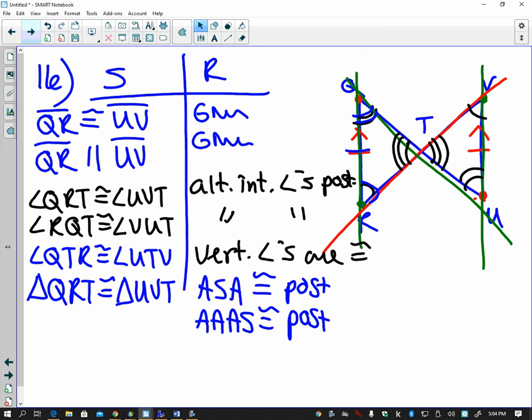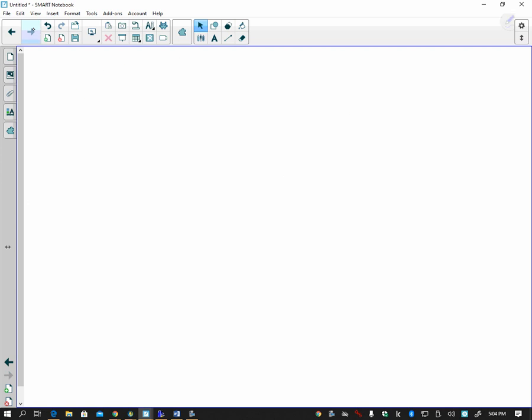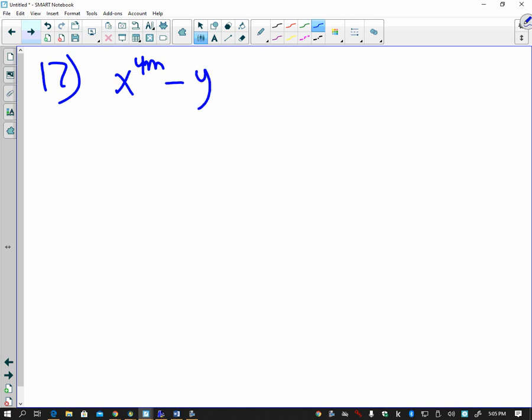Okay, so there's 16. We also need to look at 17. Simplify by factoring the numerator. Well, we got x^(4m) minus y^(4n). And before I get very far, I do want to take a look at 16's answer key and make sure I didn't mess that up. If two parallel lines are cut by a transversal, each pair of alternate interior angles are congruent, vertical angles are congruent, given. Angle, angle, side congruency postulate. Yeah, so they use all the same things. Okay, let's get back to number 17.